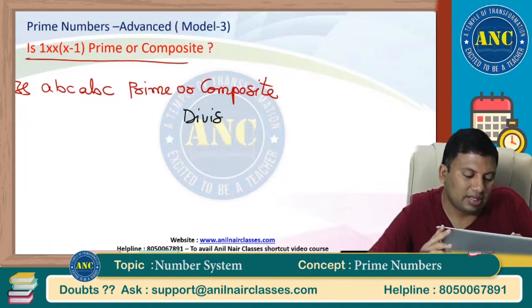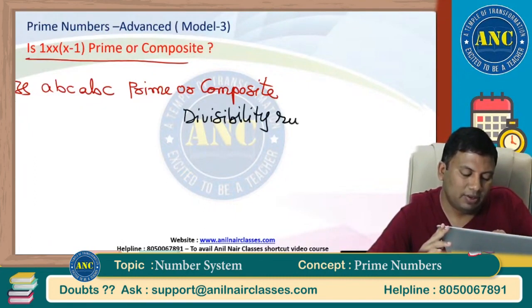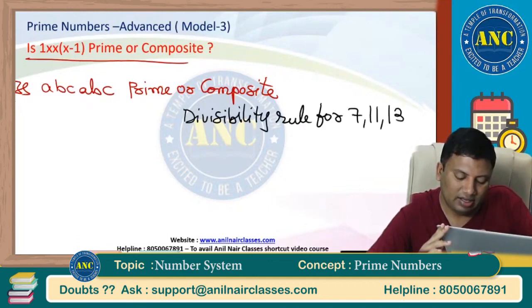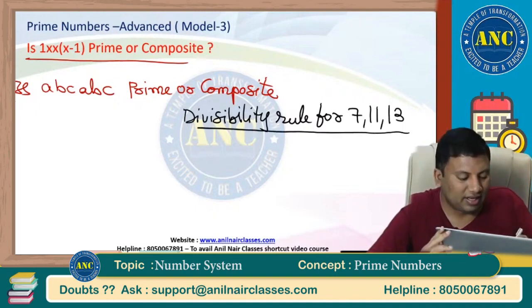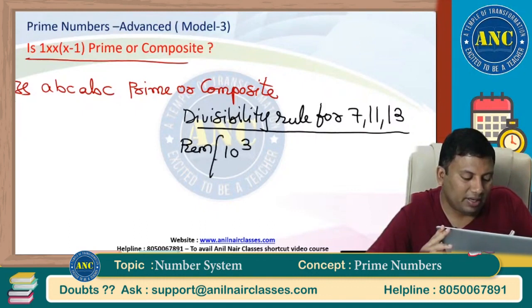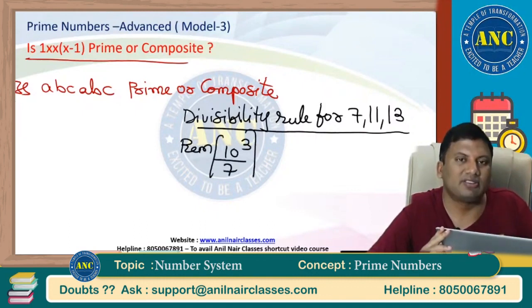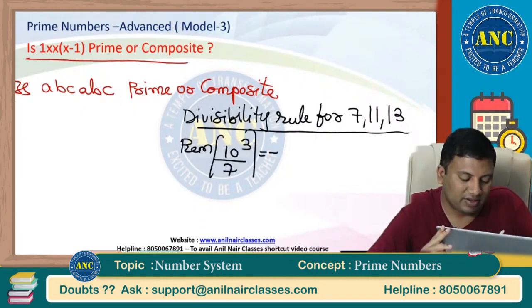Now, another concept. Divisibility rule for 7, 11, 13. Now, listen carefully, sir. Reminder 1. 10 cube divided by 7. 7 ones are 7, 3. 3 cube 27 minus 1.